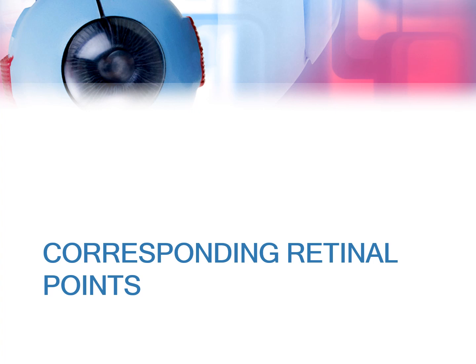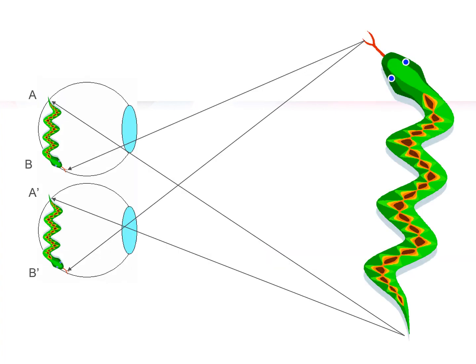The second physiological principle is the presence of corresponding retinal points. We know that the image falls on the retina as an inverted image. If the eyes are well aligned, the image of the head of the snake will fall on the nasal retina of the right eye and the temporal retina of the left eye.